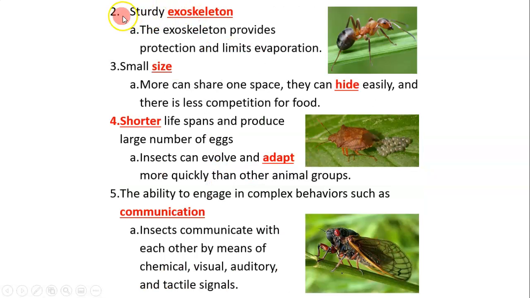Now, another reason they're so successful is their exoskeleton. It provides protection and limits evaporation. So when animals invaded land from the oceans, they needed a way to keep water with them that allowed them to invade land. And so how arthropods and insects do that is with this exoskeleton that's waxy and hard and prevents evaporation. Their small size helps.